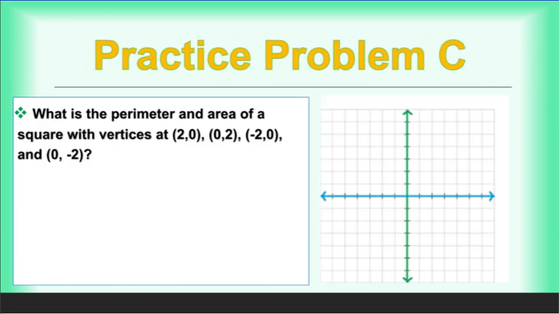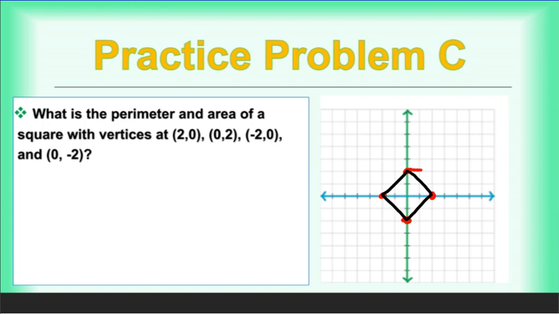Next one, what is the perimeter and area of a square with vertices at 2, 0, 0, 2, negative 2, 0, and 0, negative 2? So let's plot those points on here. So 2, 0, 0, 2, negative 2, 0, and 0, negative 2. And draw our square. Since it's a square, I only need to find one of the sides.